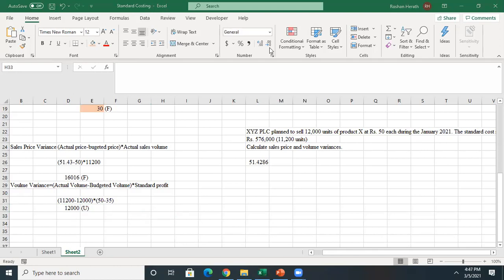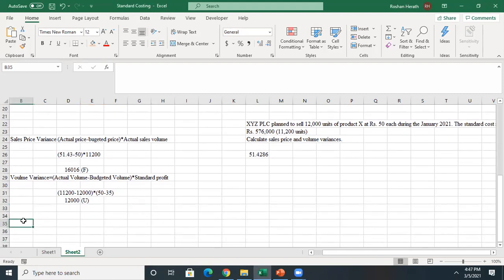Yes, very correct. Then shall we work out the entire thing together? It's called the sales margin variance, no? Sales margin variance.